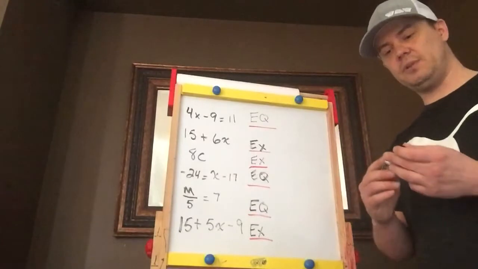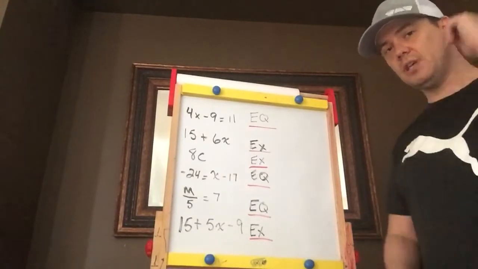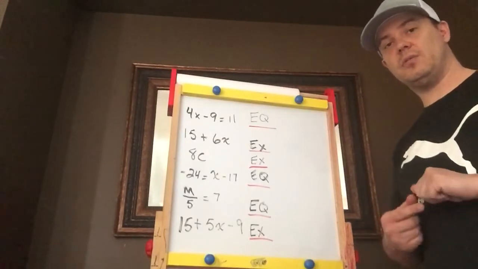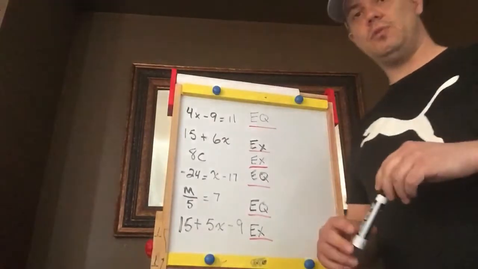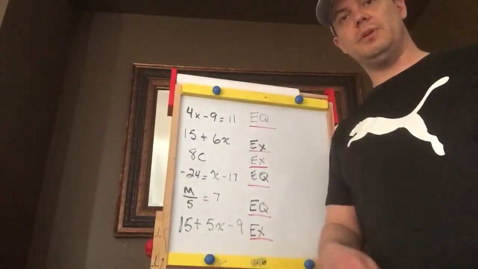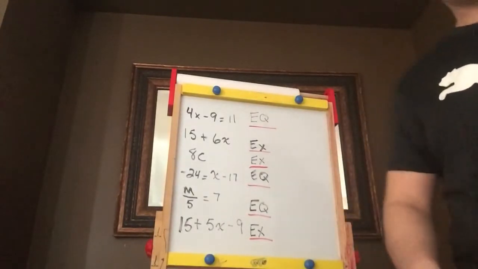Again, the difference being if there's a total or an equal sign, you can solve for the variable, which makes it an equation. If not, you would have to be told the value of a variable in order to be able to solve that, which would make it an expression. Okay.